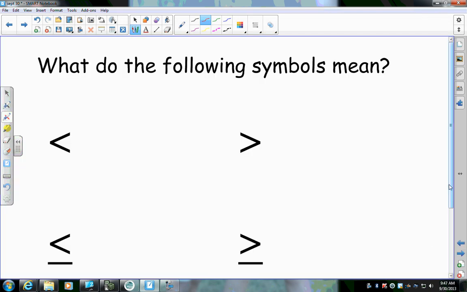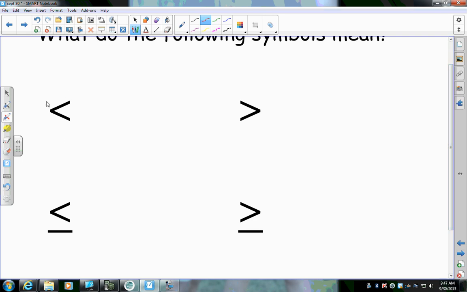Now, what do these symbols mean? Let's start off with this one right here. The arrow is pointing to the left. That symbol means less than. You read it from left to right. The little point is to the left. That's less than. On the next one, reading it from left to right, the bigger side is on the left. That's greater than. These are what's on the back of your paper.